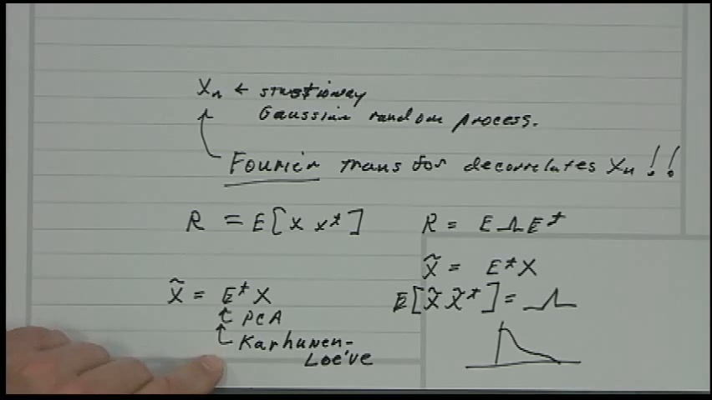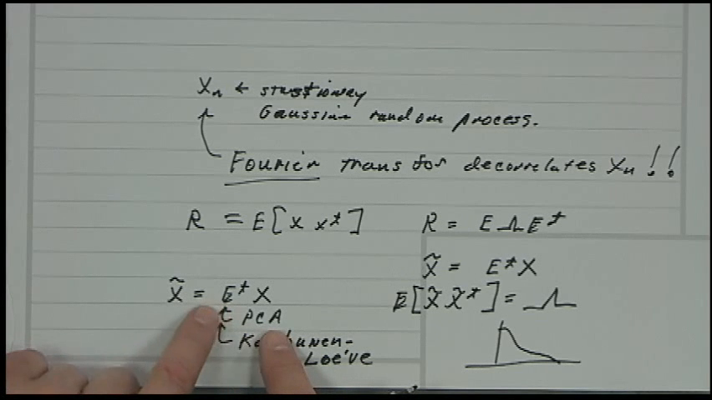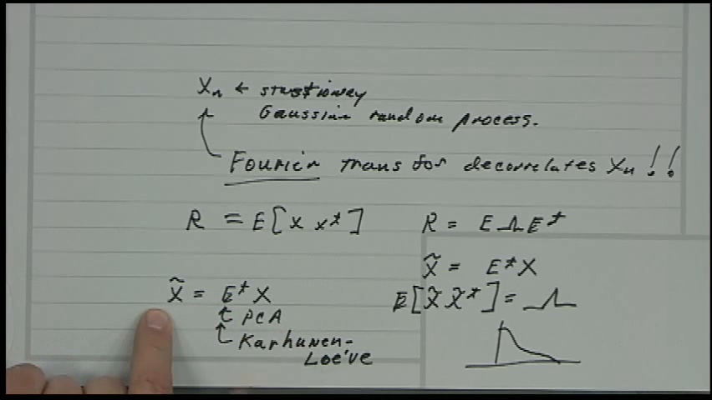PCA, Karhunen-Loève. There's another name for it that you hear sometimes, but I can't think of what it is. There's at least 3 names for the same thing. They're subtly different things. Karhunen-Loève usually refers to the continuous time extension, and PCA often has the implication that you're going to do dimensionality reduction by throwing out some of the components with small eigenvalues. But this is the decorrelating transform.